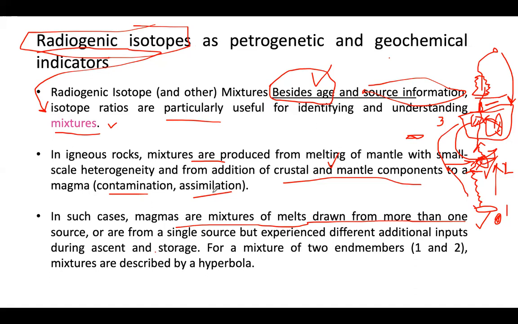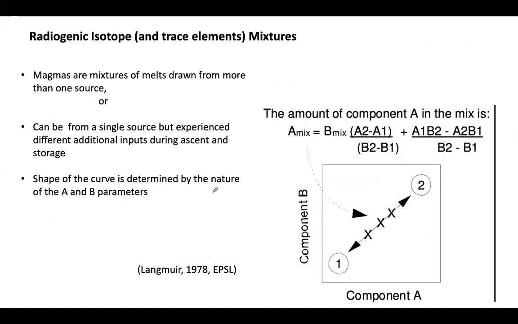Right, so these mixtures can be either two members or even multiple members, more than that, right? The simplest mixture is two end members. Otherwise, it is not a mixture, right? So that's why we use its component mixing, right? Okay, so as I mentioned, we can use these radiogenic isotopes in mixtures to understand their mixtures.